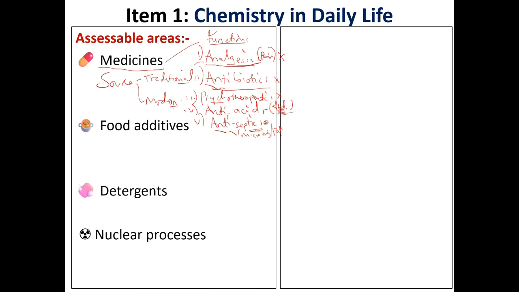So let's go to food additives. Even food additives can be categorized in two ways. Number one, according to the source, where we have natural food additives and synthetic food additives. But also, we can categorize food additives according to their function.